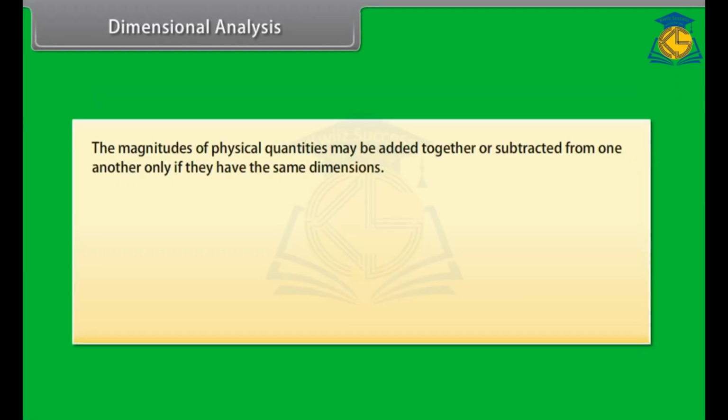Dimensional analysis. The magnitudes of physical quantities may be added together or subtracted from one another only if they have the same dimensions.